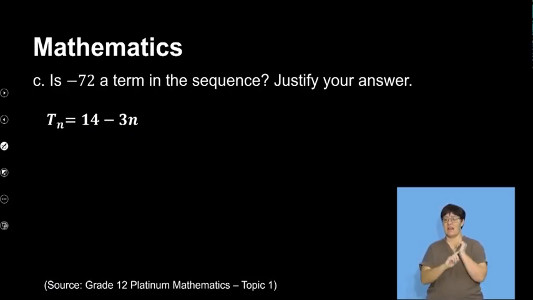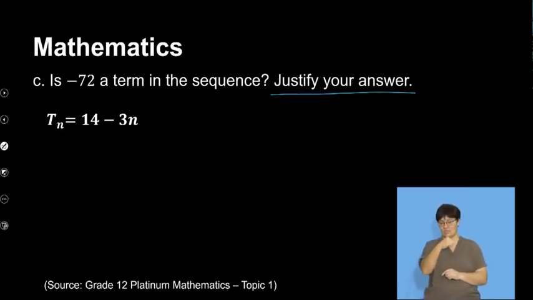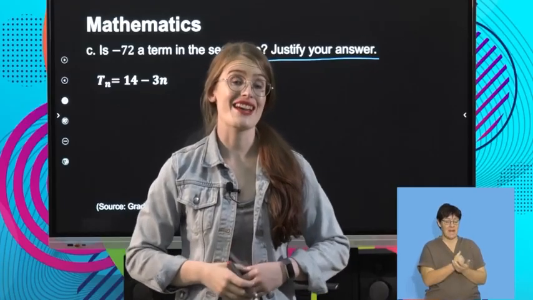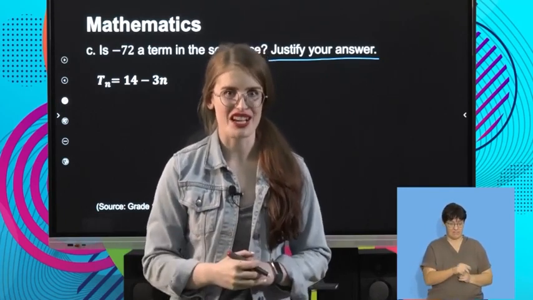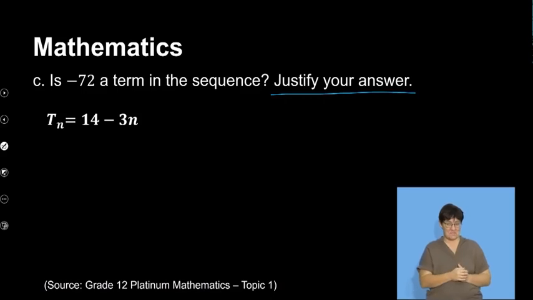Last but not least, I'm asked if negative 72 is a term in the sequence, and we need to justify our answer. Guys, please remember that when I'm determining whether something is a term in the sequence, I have to actually see if I get a natural number for n. Let's see if we get a natural number for n. So I'm going to substitute in negative 72. And I'm going to isolate and solve for n.